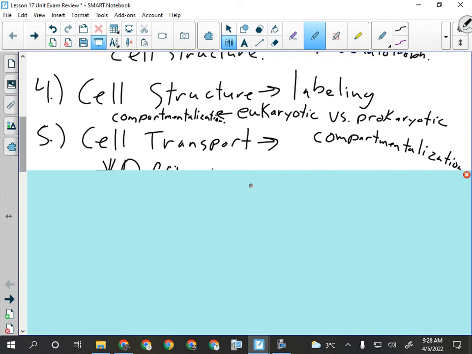It will be a situational question. You'll have to analyze the situation and go, okay, is this diffusion? Is this active transport? Is this osmosis? I better explain that process and how it works here in this situation. Okay.